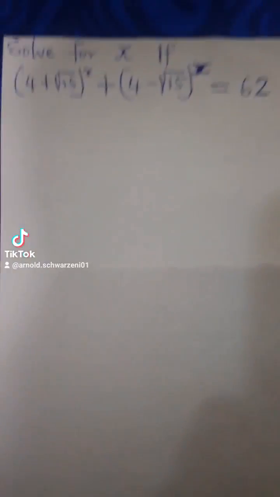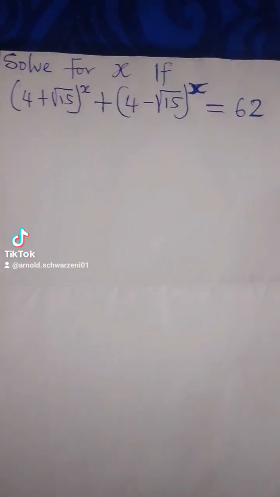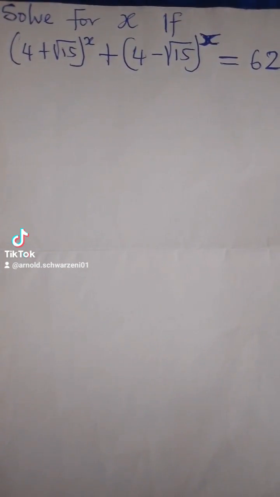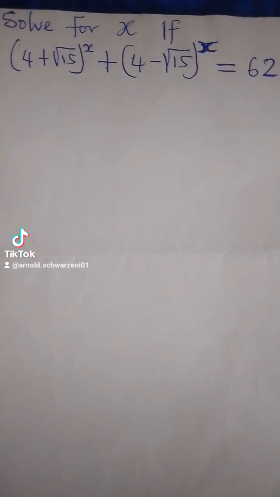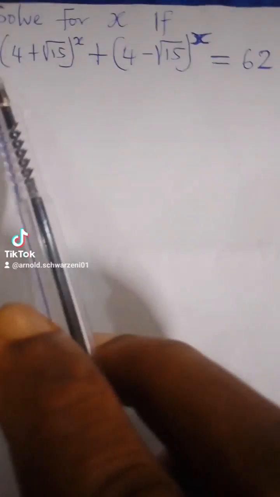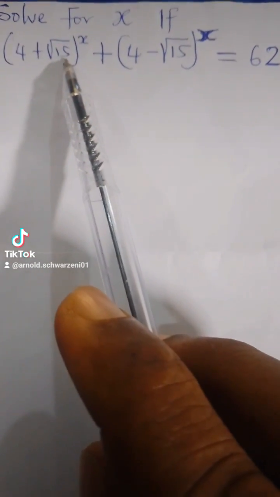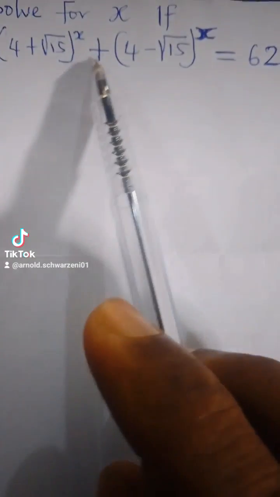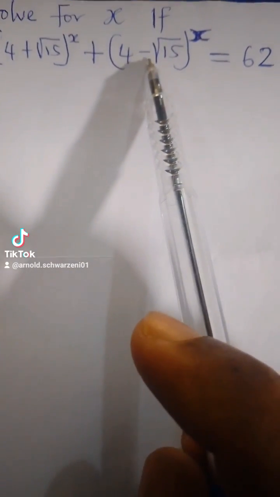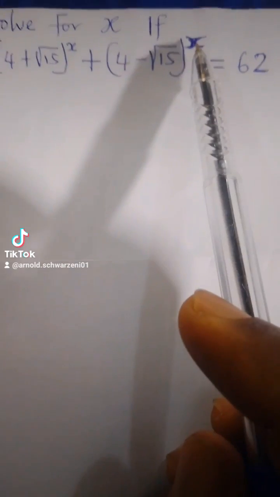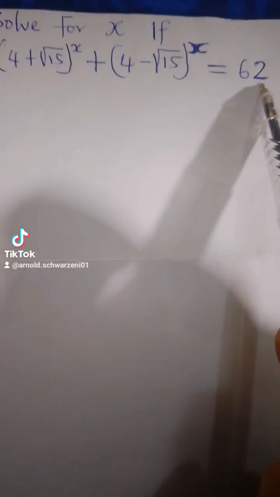Now look at that problem. Take a look at that problem on the board. Solve for x, if (4 plus root 15) raised to power x plus (4 minus root 15) raised to power x is equal to 62.